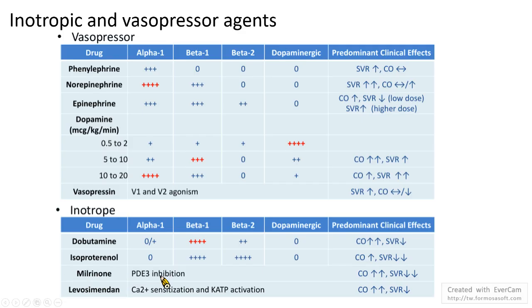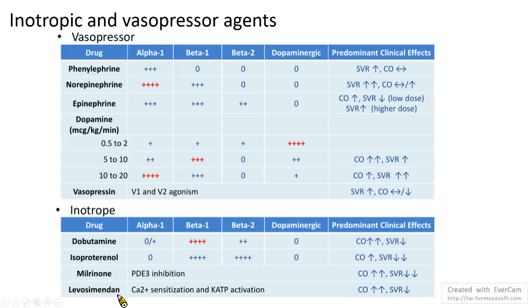And also milrinone is a PDE3 inhibitor that can not only increase the contractility of the heart, but also decrease the afterload, and decrease the pulmonary venous resistance, the PVR, as well. So it can help not only in heart failure, but especially in right heart failure, where milrinone can be helpful as well.